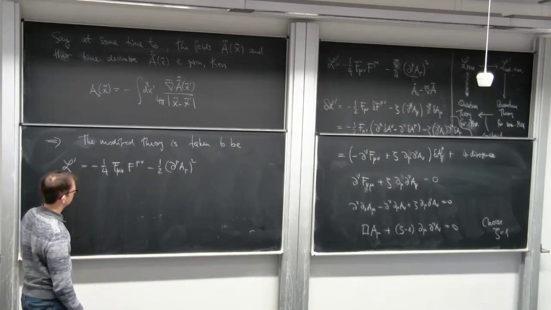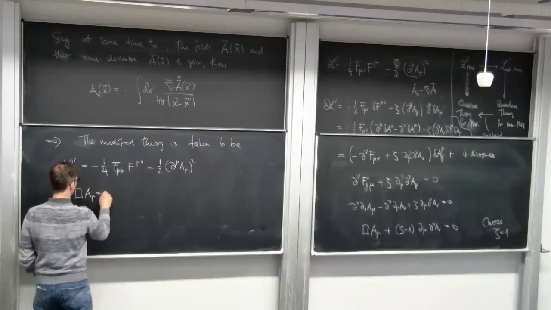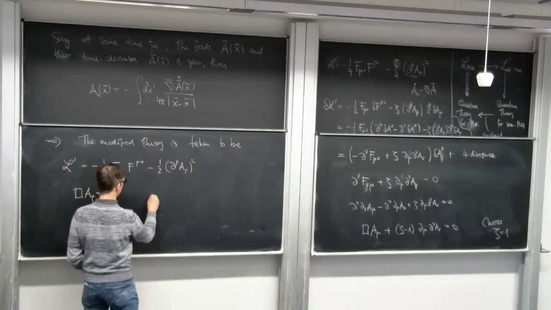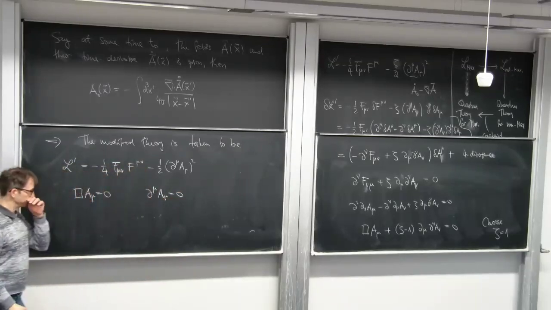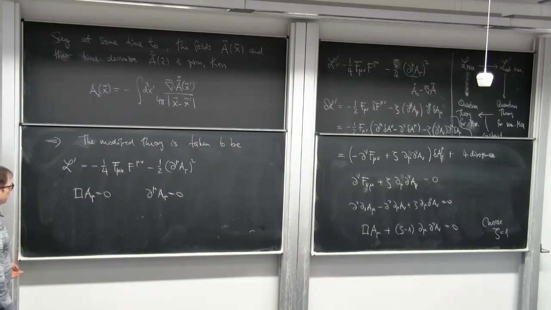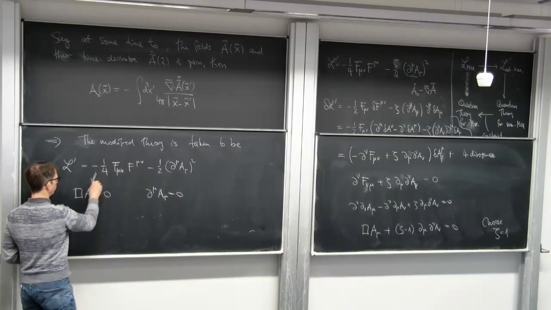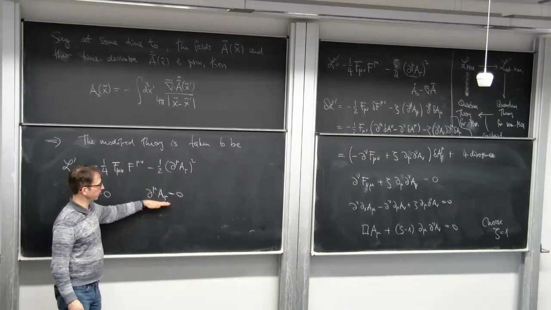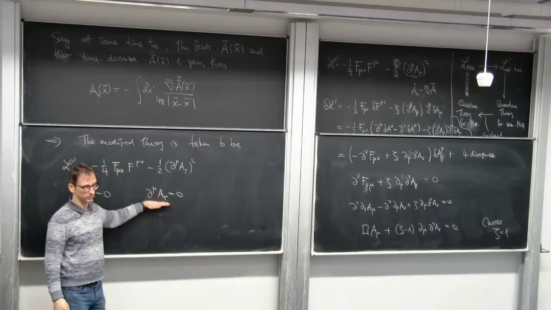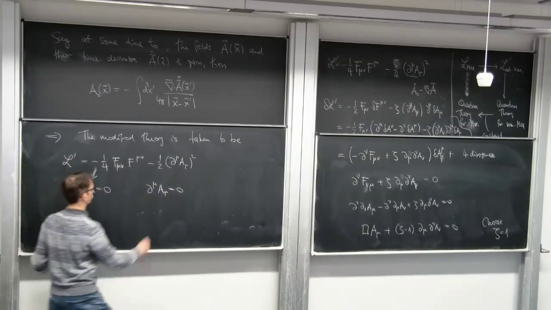With this equation of motion and this constraint. So this follows from there, and this is our extra condition that brings us back to Maxwell. That's extra.